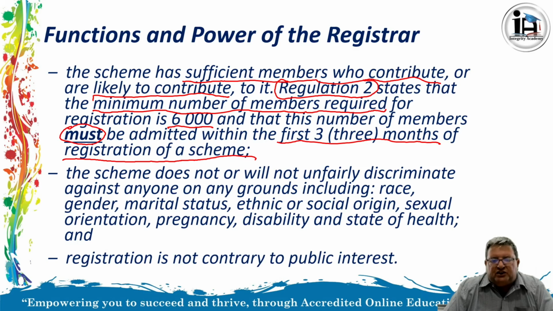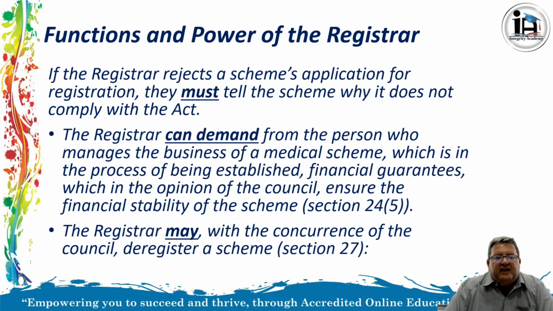The scheme does not or will not unfairly discriminate against anyone on any grounds, including race, gender, marital status, ethnic or social origin, sexual orientation, pregnancy, disability, and state of health. And registration is not contrary to the public interest. If the registrar rejects a scheme's application for registration, they must tell the scheme why it does not comply with that. They must give them reasons.